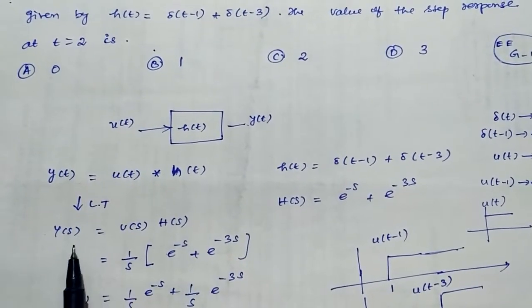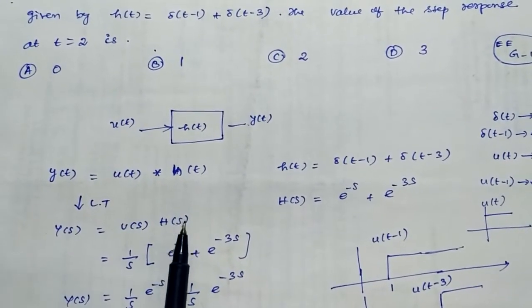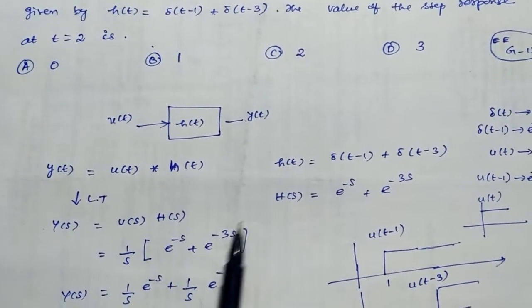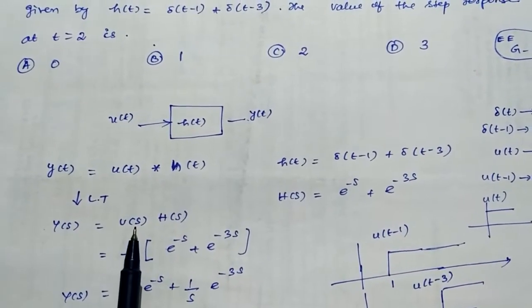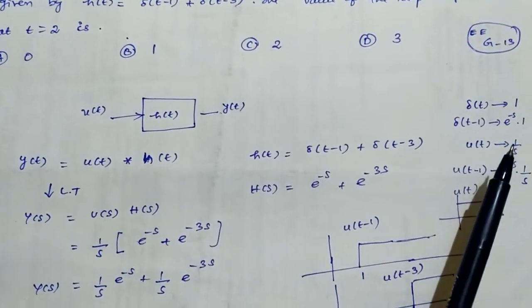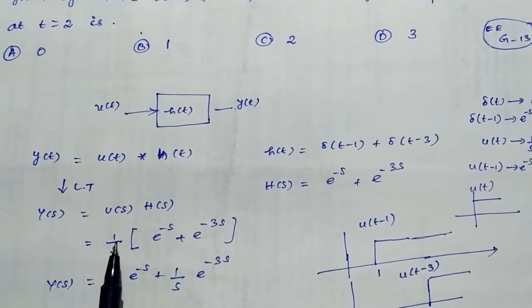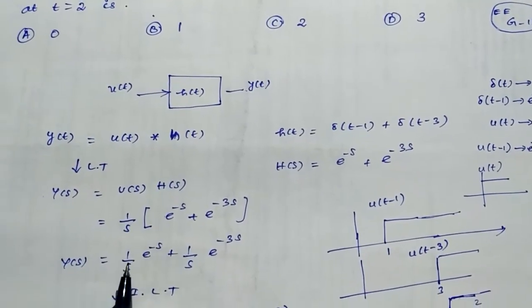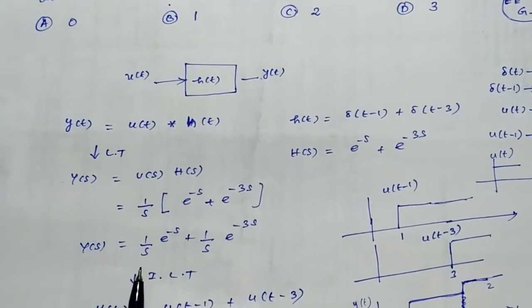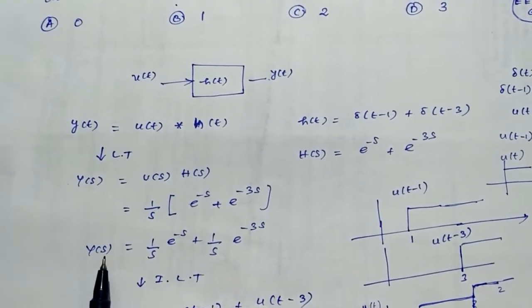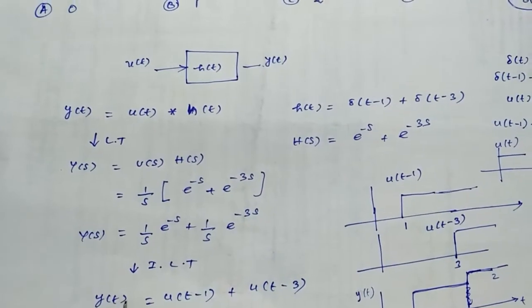So Y(s) = U(s) times H(s). For this H(s) you substitute this value. U(s) is a step function whose Laplace transform is 1/s. Now multiply with this U(s), and again take the inverse Laplace transform, so that Y(s) becomes y(t).